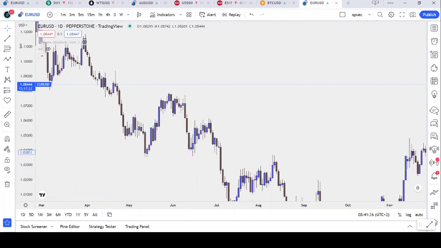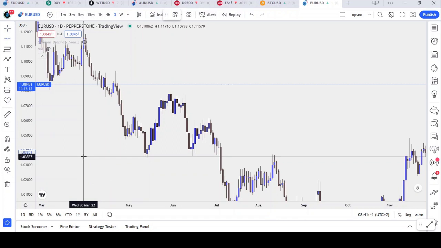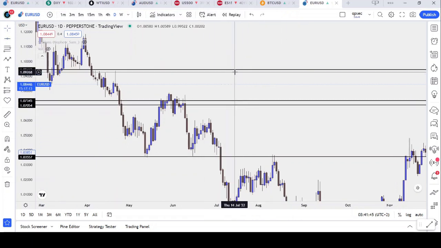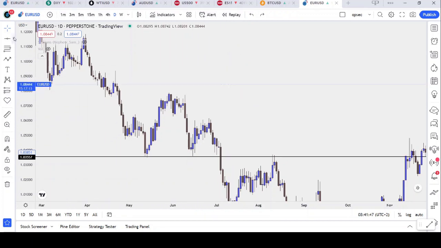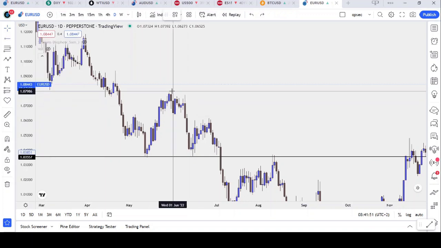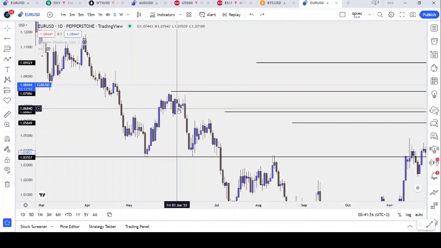Oh, right. Another thing I gotta teach you is horizontal lines, which is Alt H. You can either use Alt H like this, or I'll just go into this menu and you'll find it over here. Then horizontal ray, which is similar except it starts from a place.